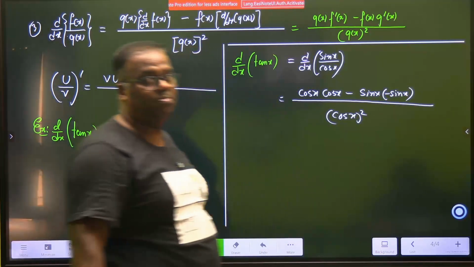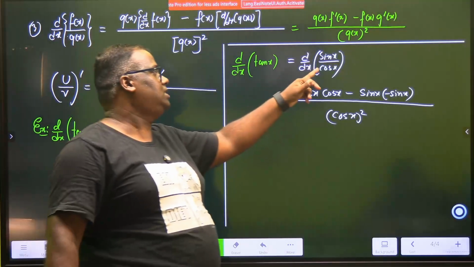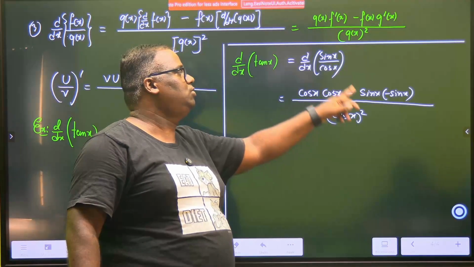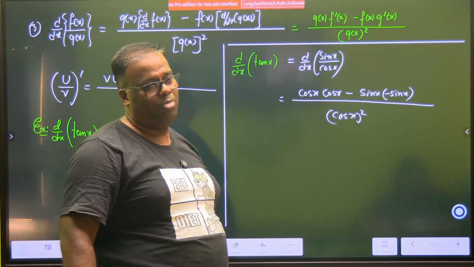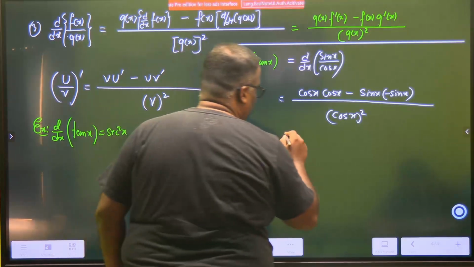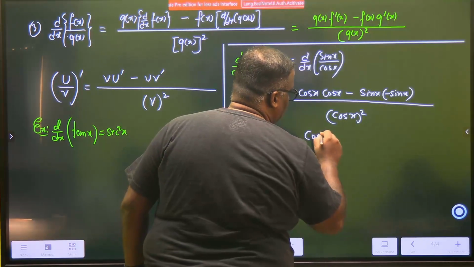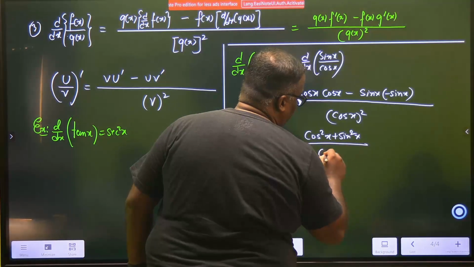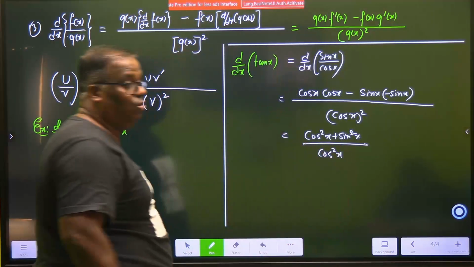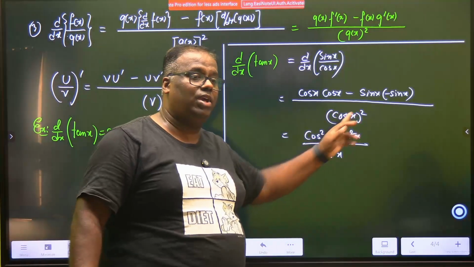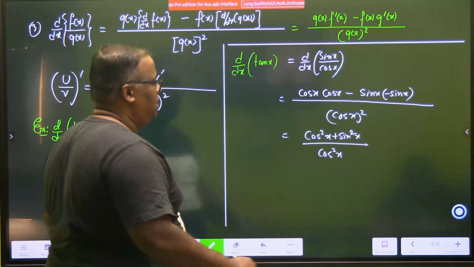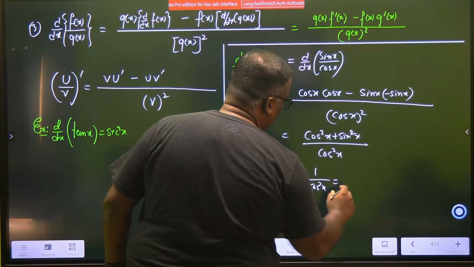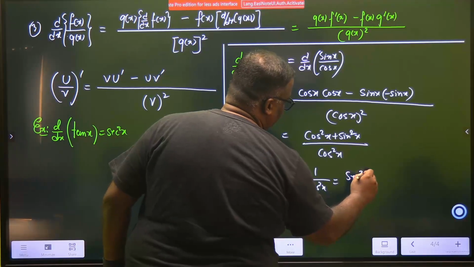Have you understood this step? Cos x into d/dx of sin x, which is cos x, minus sin x into d/dx of cos x, which is minus sin x. So what does this result in? This results in cos square x plus sin square x, divided by cos square x. Children, I hope you know this: cos x whole square is cos square x. This is nothing but 1 divided by cos square x, which is equal to how much, beta? Sec square x.